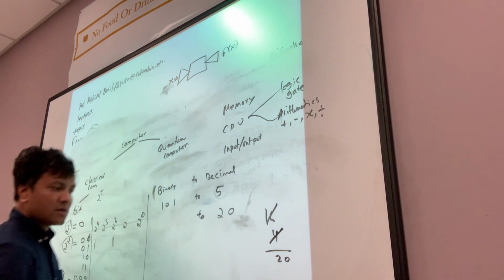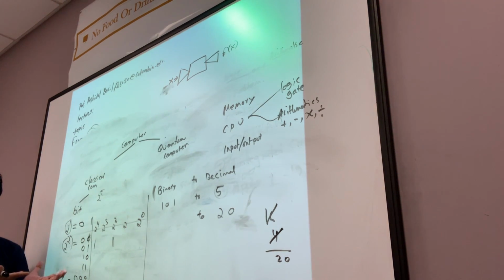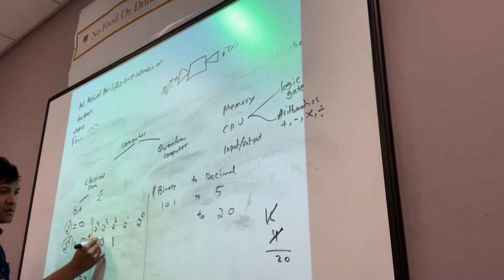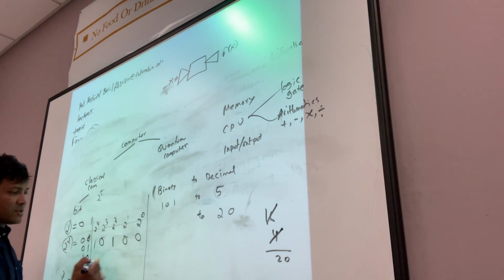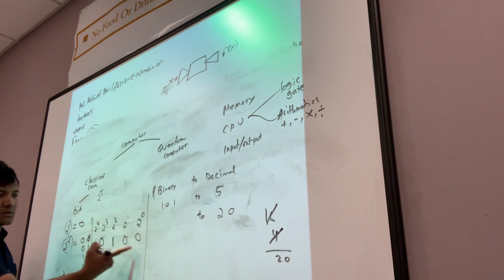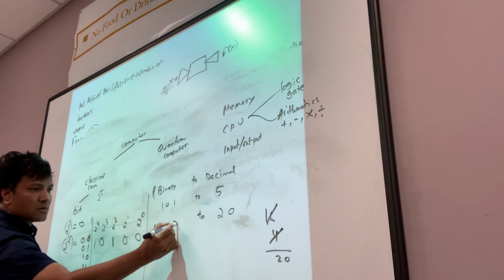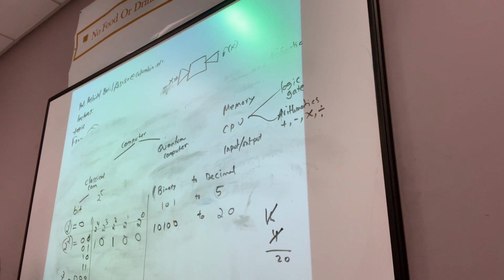Because that's 20. And we're going to close our eyes and we're going to put some what? Zeros. And that's it. And then we're going to come over here and we're going to write 1 0 1 0 0. It's not too difficult. Okay.